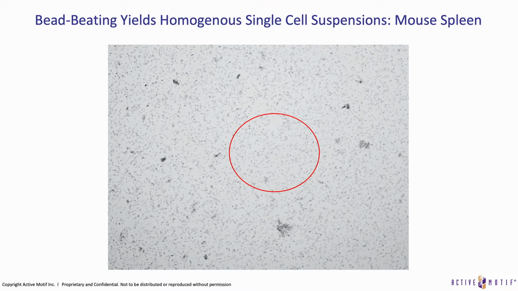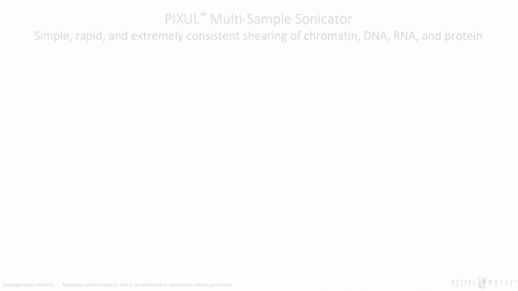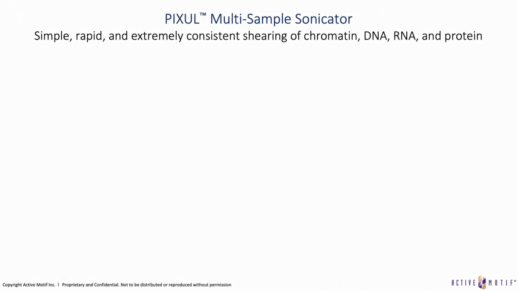So now that we had generated these single cell suspensions, I wanted to sonicate the material to generate usable material for a ChIP-seq experiment. To sonicate the material, I've been using the PIXUL Multi-Sample Sonicator. Our PIXUL Sonicator is a new product here at Active Motif that we have been extremely excited about. It is a simple, rapid, and extremely consistent method for shearing chromatin, DNA, RNA, and protein.